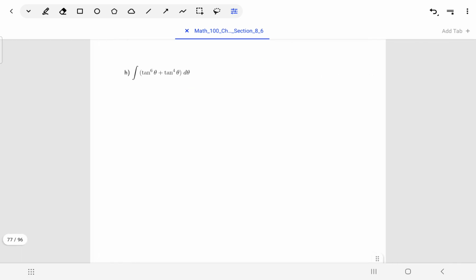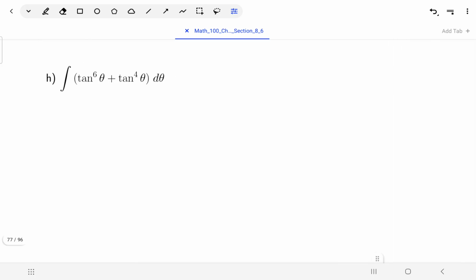Here's another example of that. If I'm looking at these, I see I've got tangent to the 6 and tangent to the 4. And right now I'm in all sorts of trouble because I don't know what the antiderivative of tangent is. I also know that I am having trouble doing any sort of substitution, because the only thing I might let u be might be tangent of some sort, but the derivative of tangent is secant squared, and I don't have a secant squared appearing here. So I need to think about what I can do to change this.